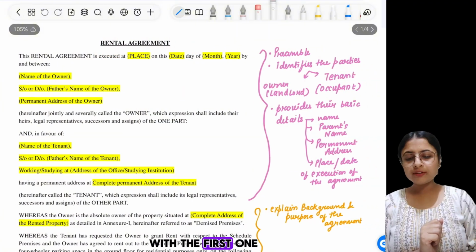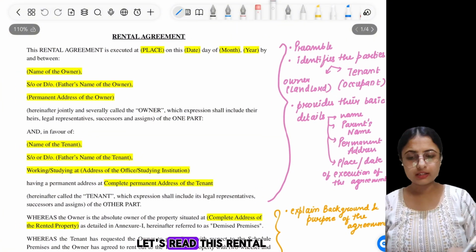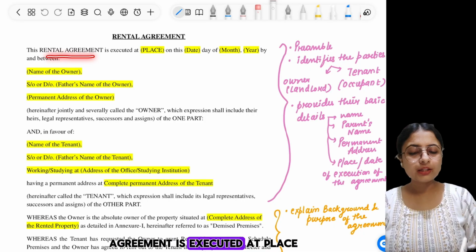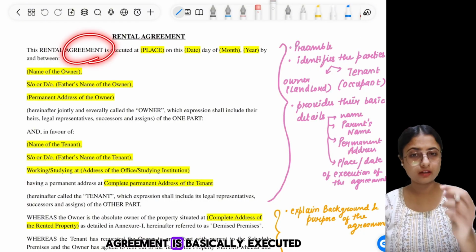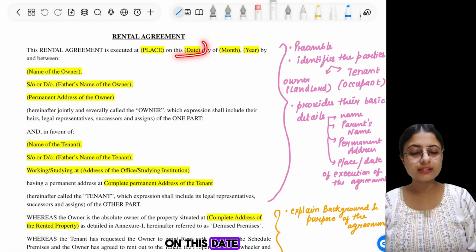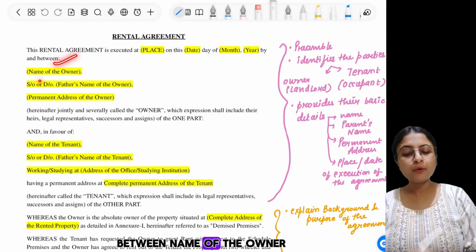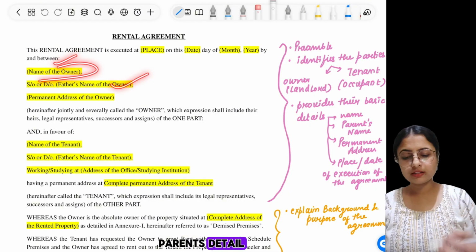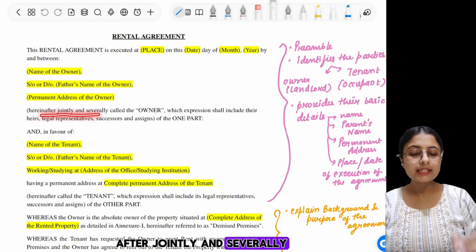Let's start with the first one, the introductory paragraph, the preamble. Let's read. This rental agreement is executed at place. You will write the place where the rental agreement is executed. On this date, you will write the date of the execution here. Between name of the owner, parents' details, permanent address of the owner, hereinafter jointly and severally called the owner.